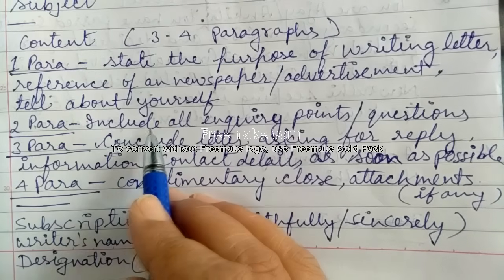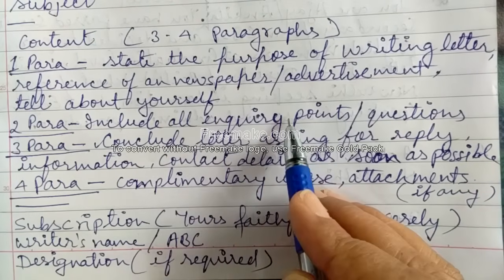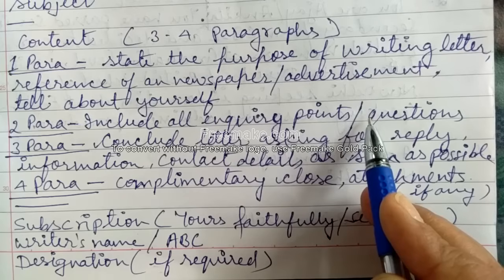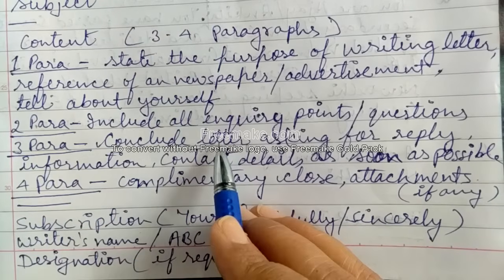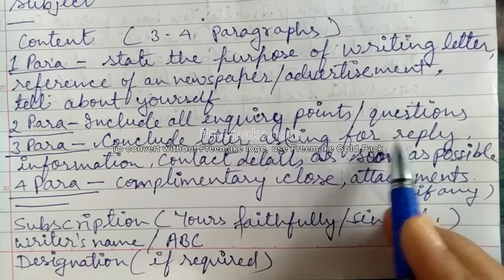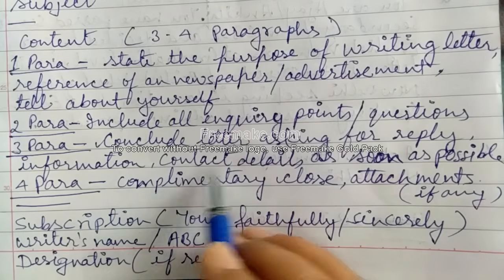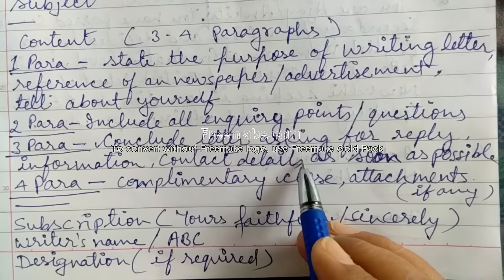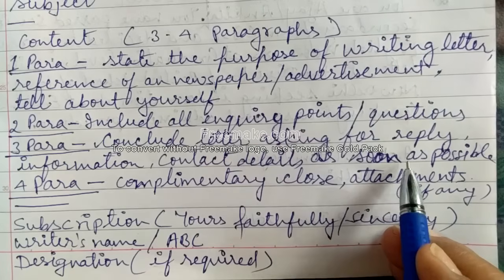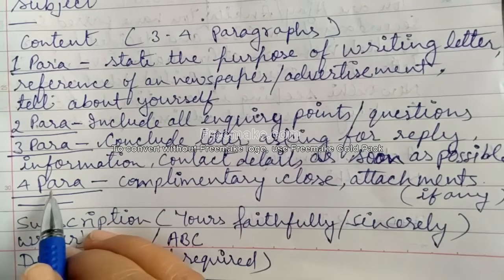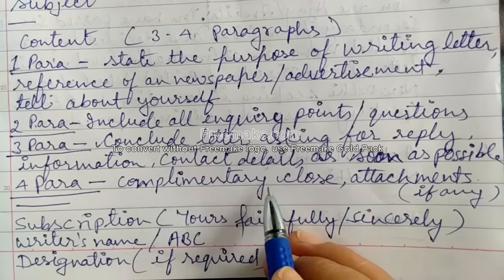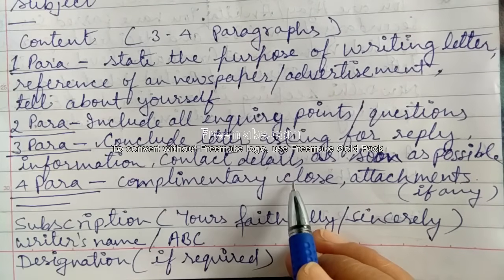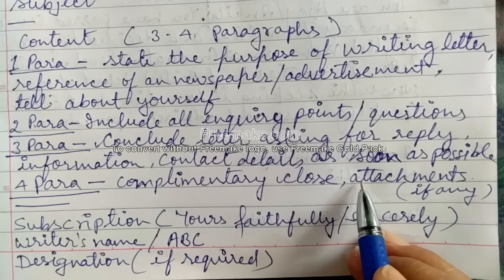In the second paragraph, you should include all the inquiry points, all your questions, what all things you want to know: time, duration, cost, and all. In the third paragraph, you should conclude the letter asking for a reply along with the information, contact details, and all other details which you have asked as soon as possible. And then at the end, you should write the complimentary close, which is thank you. You may also mention any attachments.